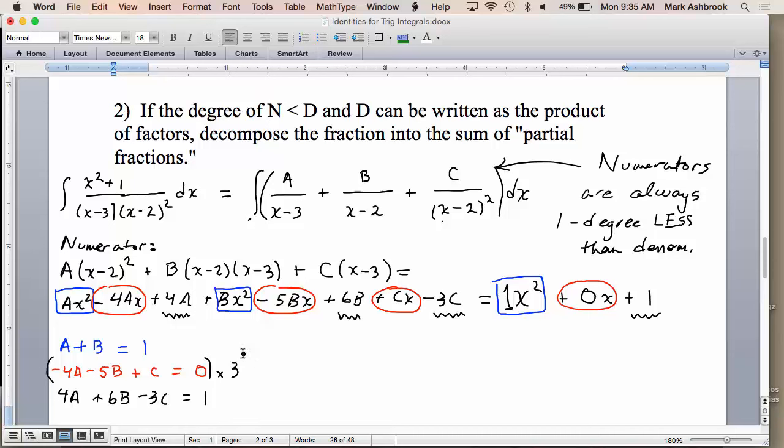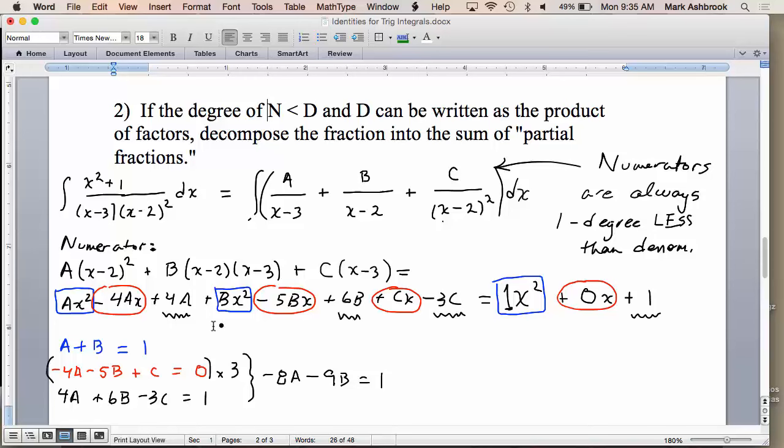If I add these two now, negative 12a and 4a is negative 8a. Check my math. Negative 15b and 6b is negative 9b. Then 0c equals, adding them together, 1. Did I do it right? Check my math. Negative 12a and 4a is negative 8a, negative 15b and 6b is negative 9b, and 0 and 1 is 1.